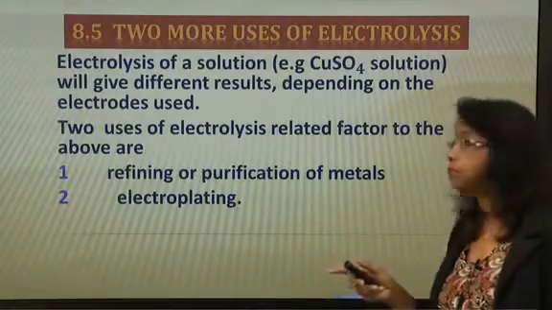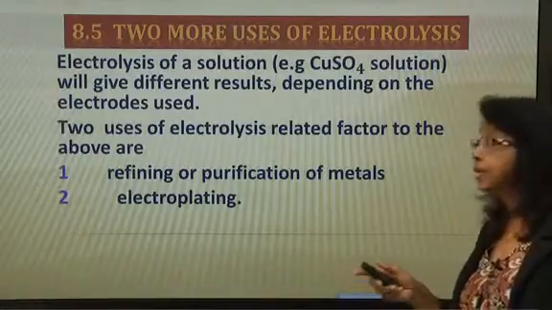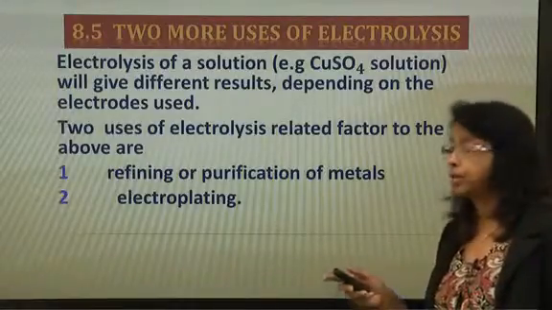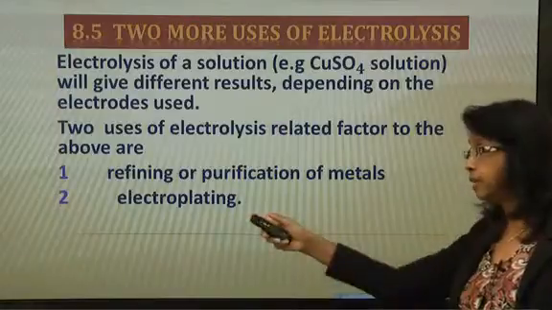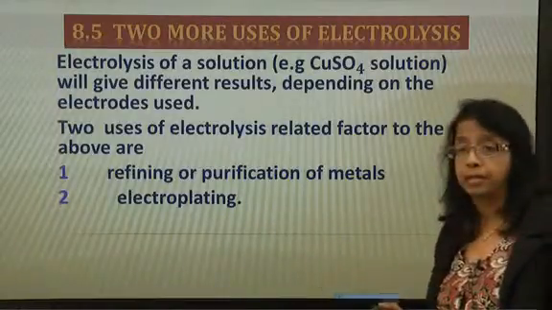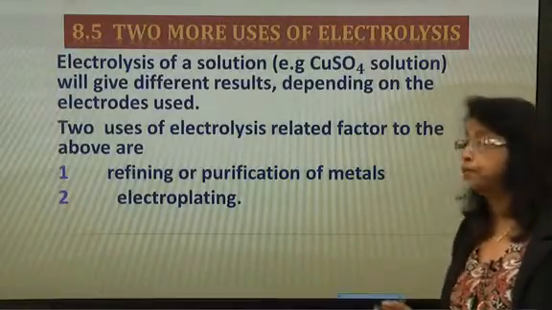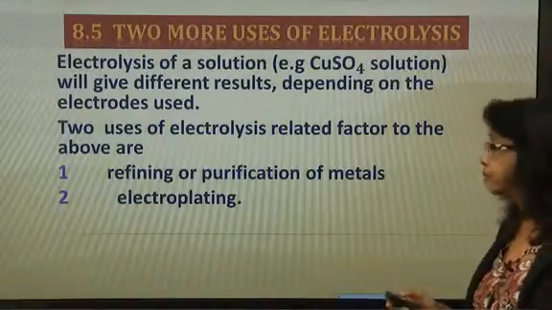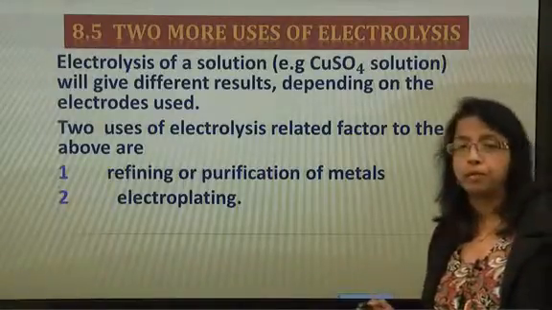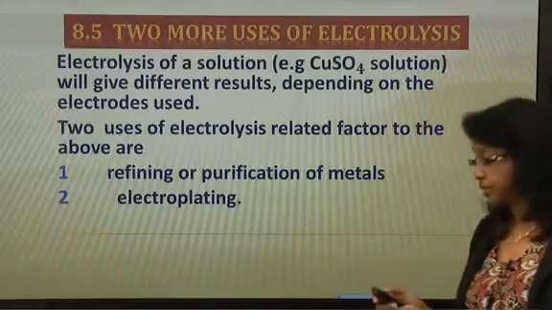The two uses of electrolysis related to this factor of electrodes is firstly refining or purification of a metal. It simply means an impure metal can be purified using electrolysis. And the second is called electroplating. This means that a metal is coated with another metal so as to prevent it from corroding or to give it a better appearance.